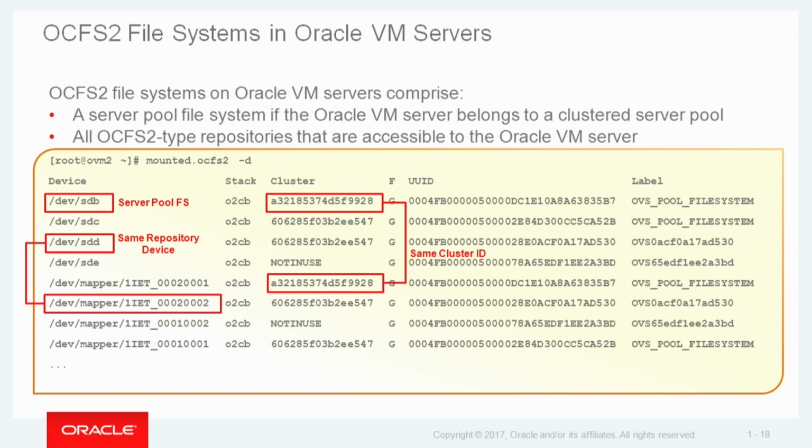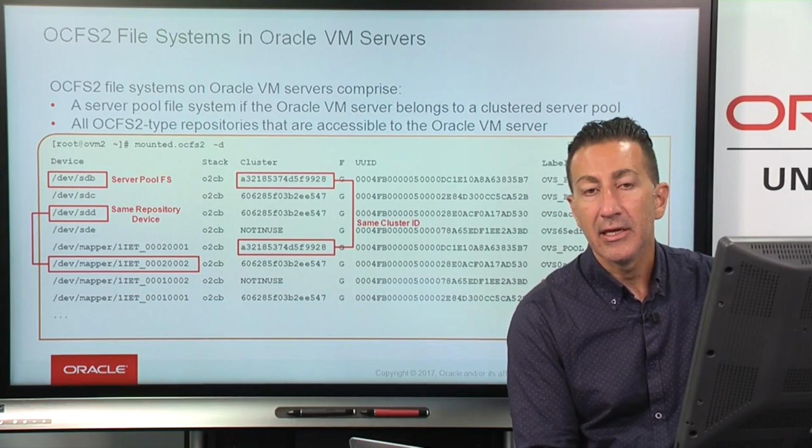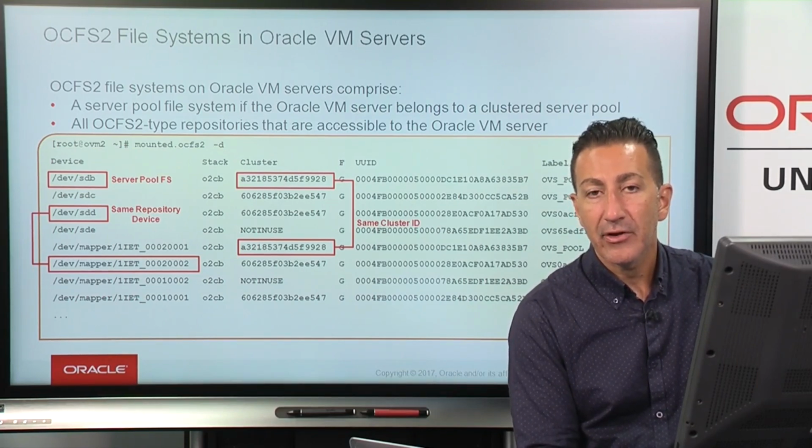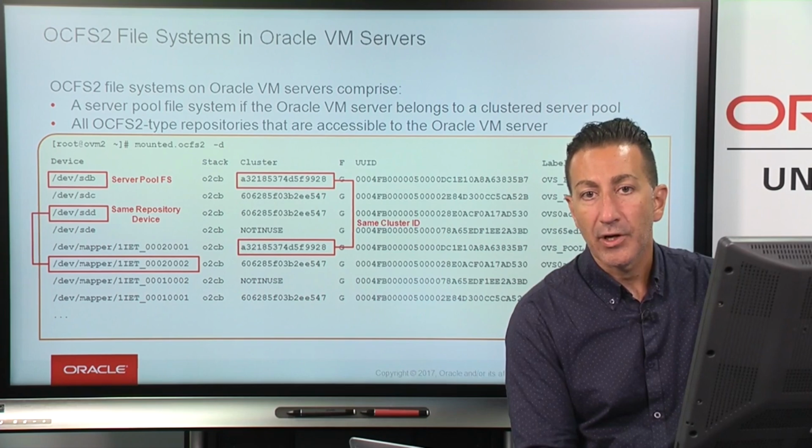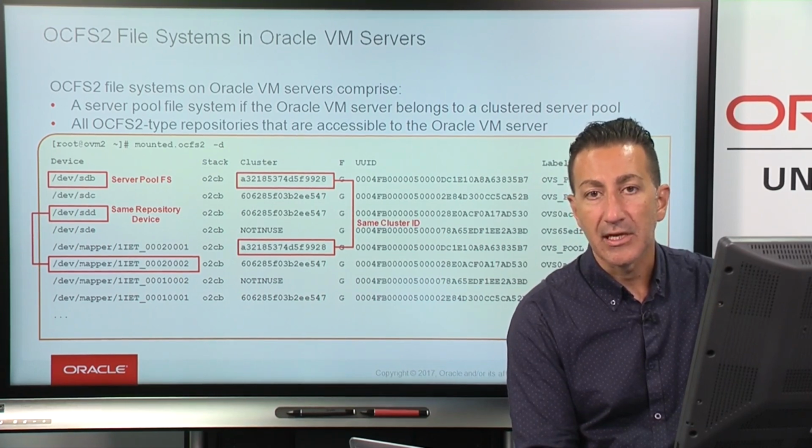mounted.ocfs2 utility. With -d, you are able to list, for example, the different devices. Each entry of each device has the device path with /dev/ and the ID for the device, or the name of the device. And in addition to this, you have another entry for each device, which is the /dev/mapper, and a specific ID for this device, right, for these LUNs.